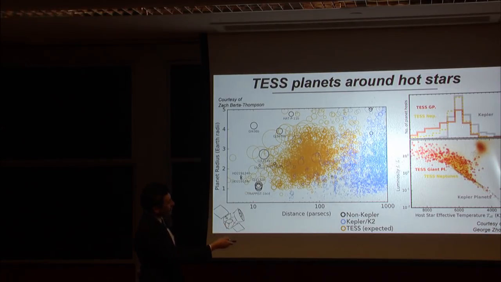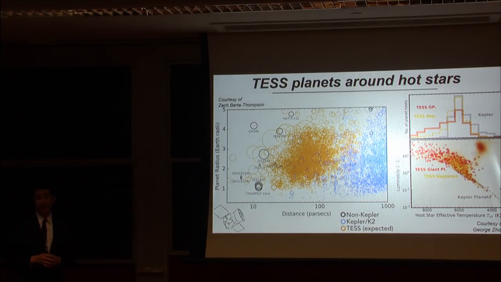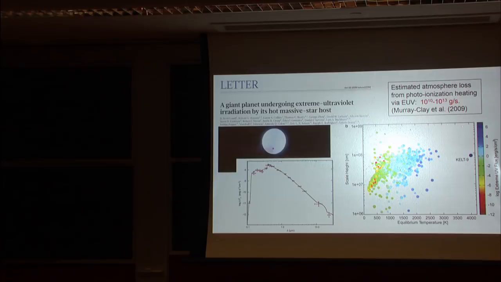George Zhao ran a little simulation, and you make some assumptions about planet occurrence rates around different kinds of stars. But the point is just to say that compared to Kepler, which by design didn't see anything hotter than about 6,000 Kelvin, we should find giant planets and maybe even Neptunes in TESS stars out to like 10,000 Kelvin or so. And the reason I'm excited about that is because we now know of one case, KELT-9.